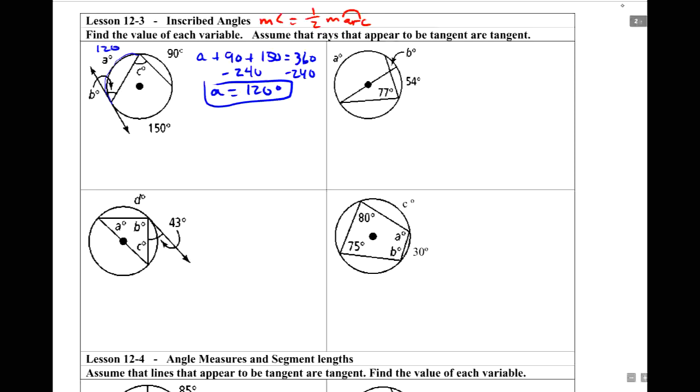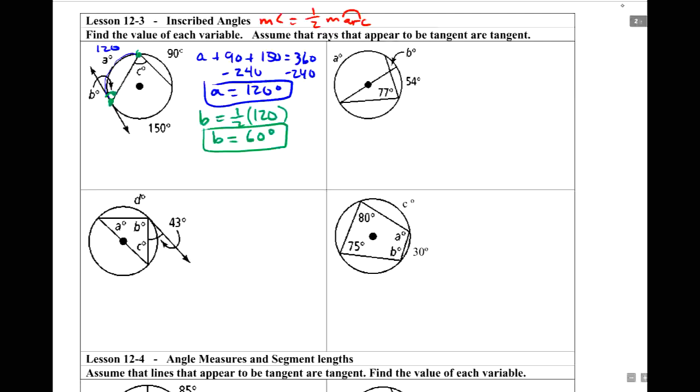Now, I see an inscribed angle. The vertex is on the circle, so I have this inscribed angle here, B, and I know this is the one that is a tangent. Don't let that confuse you, because that is still an inscribed angle. The vertex is on the circle, and so B is going to be 1/2 of the intercepted arc, which is just arc A here, so 1/2 of 120 degrees. B equals 60 degrees. So that was easy.